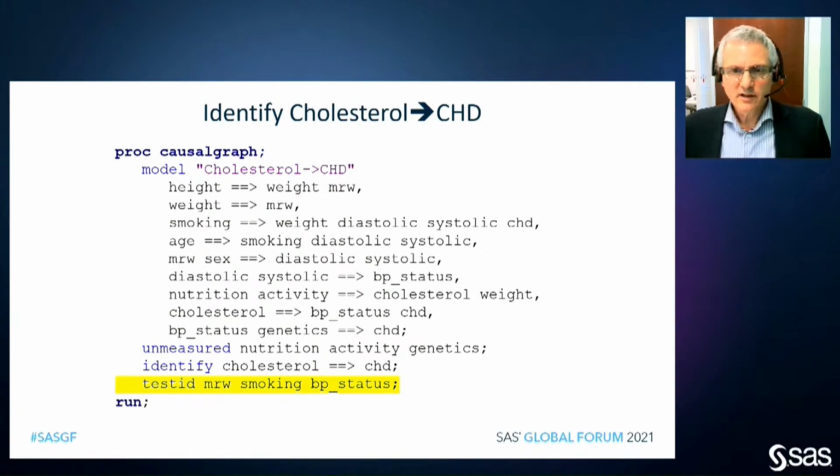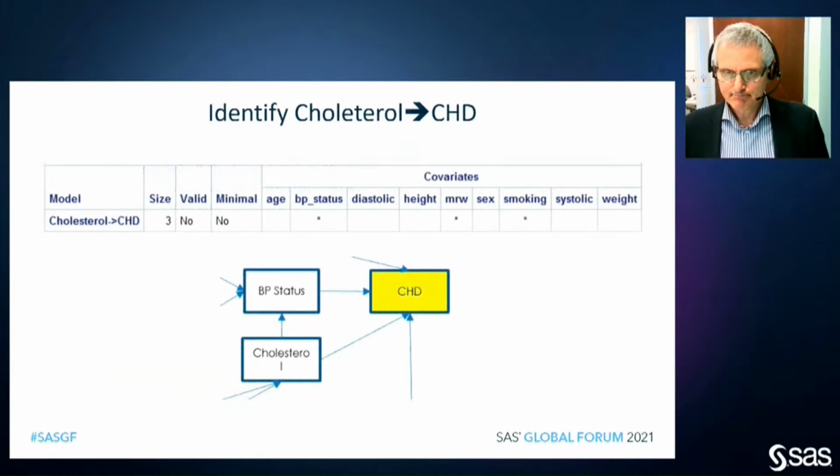If there is an adjustment set of particular interest to you, you can specify that adjustment set on the test ID statement. If we're interested to see if we can add blood pressure status to our smallest adjustment set, which was MRW and smoking, then on the test ID statement, we just add BP underscore status and test that. You will only get the table for that one adjustment set that's on the test ID statement. You will not get the default table.